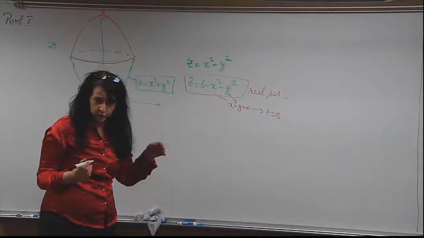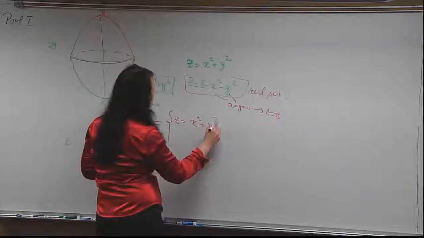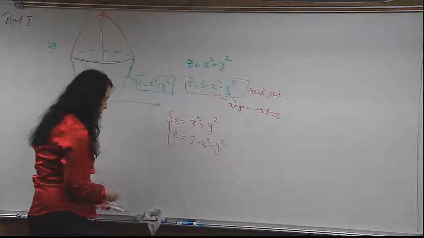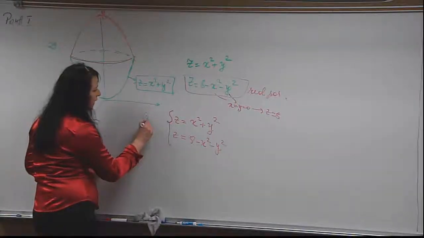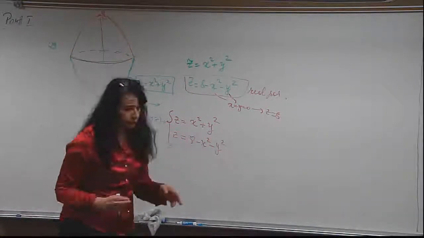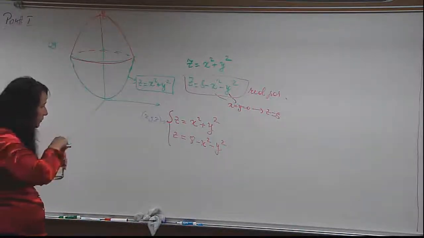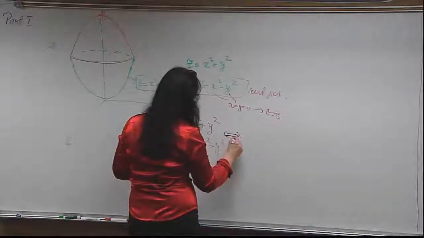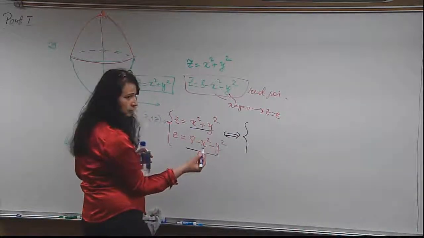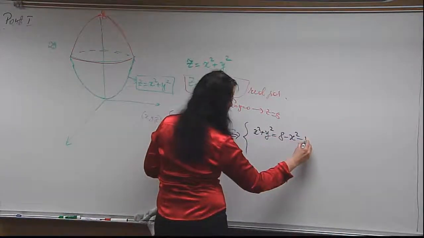Solve a system. Make a system of two equations and solve the system. You have to intersect them. Whoever x, y, z will be, they have to satisfy both equations. So we have to look for the solutions of both equations at the same time. Which means I'm going to say these are equal. Let's write that down. x squared plus y squared equals 8 minus x squared minus y squared.